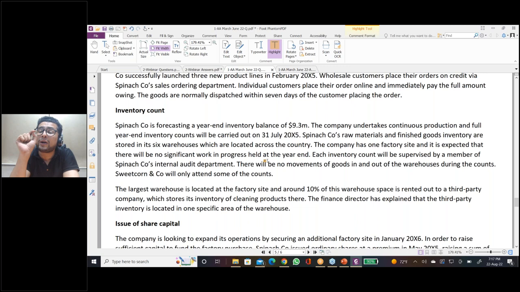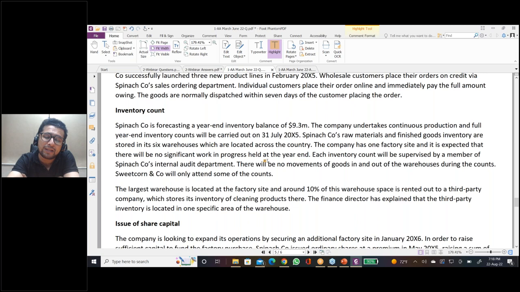The company has 1 factory site and it is expected that there will be no significant work in progress held at the year end. So you can ignore the factory. Each inventory count will be supervised by a member of the company's internal audit department. There will be no movement of goods in and out of the warehouse during the count. So you need to observe that during the count. Sweet Corn, which is the name of the audit firm, will only attend some of the counts. So it's not possible for you to attend all the counts. So before the count, you need to figure out which warehouses out of the 6 you need to visit.